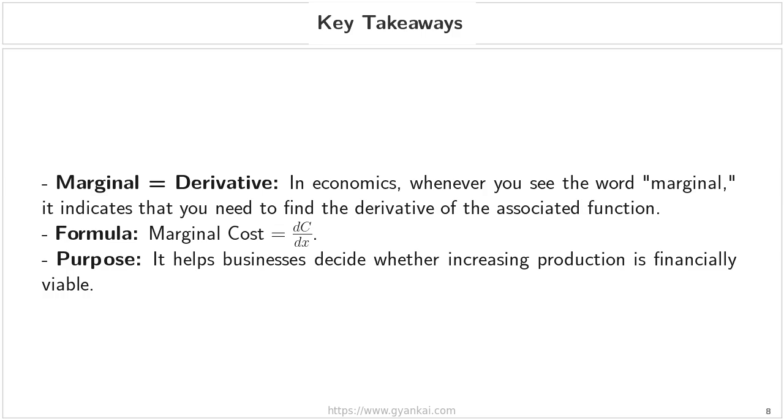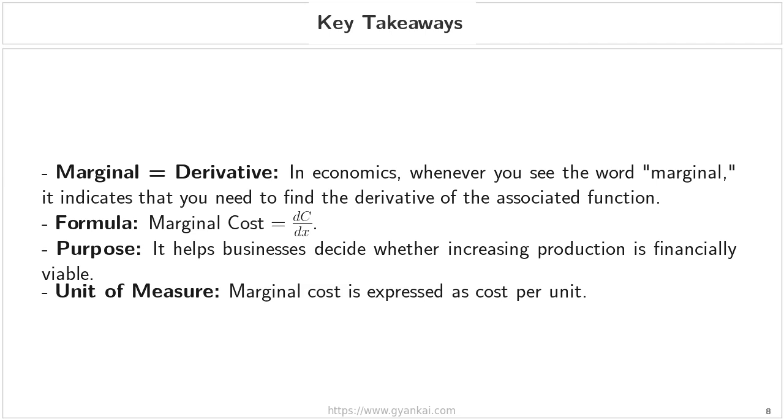By knowing the cost of producing one additional unit, a company can determine if the extra revenue generated will outweigh the extra cost. Lastly, always be mindful of the unit of measure. Marginal cost is always expressed as the cost per unit. Now that we have covered the core principles and the application, let us move on to the final slide, where we will discuss some common mistakes to avoid to ensure your calculations are always accurate.